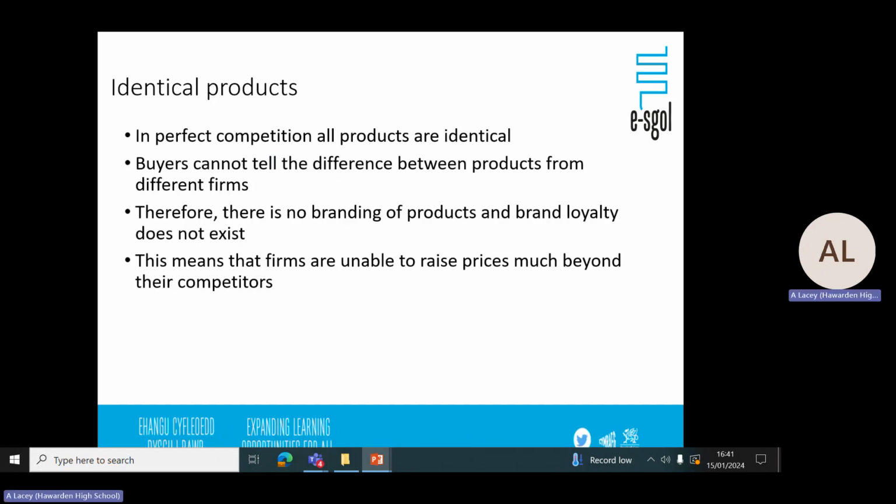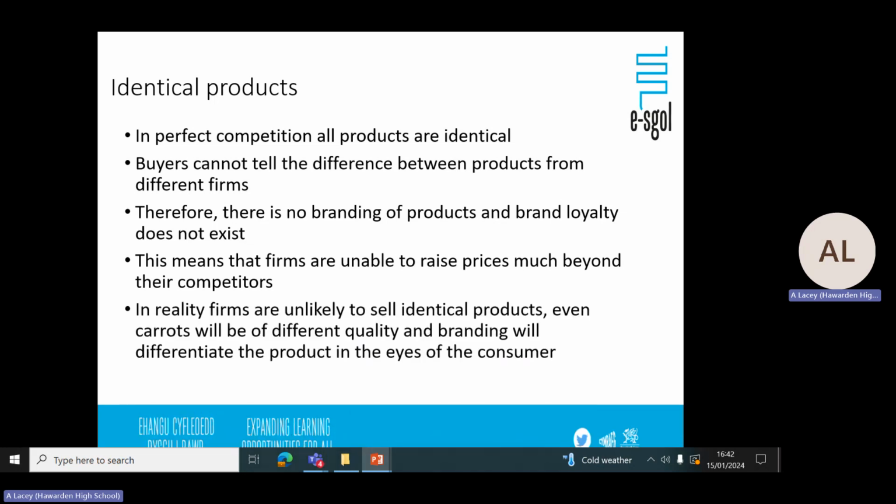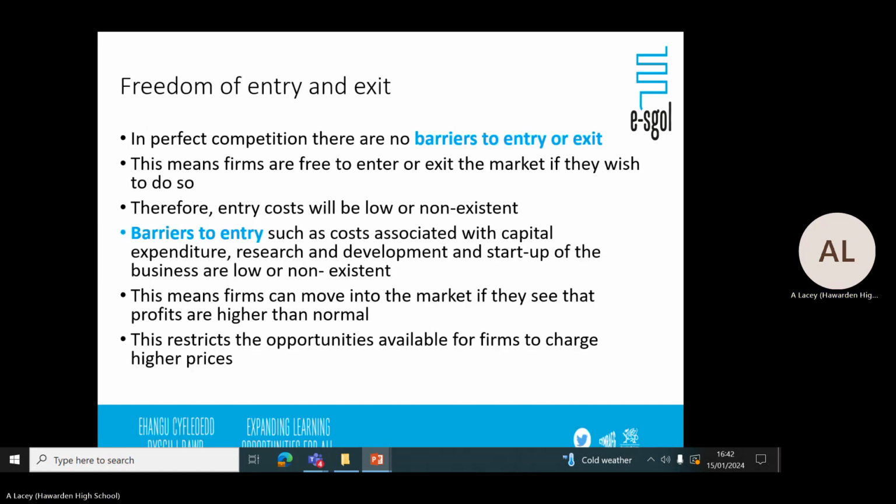Then you have the fact that in theory, in perfect competition, all products are identical. Buyers cannot tell the difference between products from different firms. Therefore, there is no branding of products and brand loyalty does not exist. This means that firms are unable to raise prices much beyond their competitors. Now, in reality, firms are unlikely to sell identical products, and even carrots will be of different quality, and branding will differentiate the product in the eyes of the consumer.